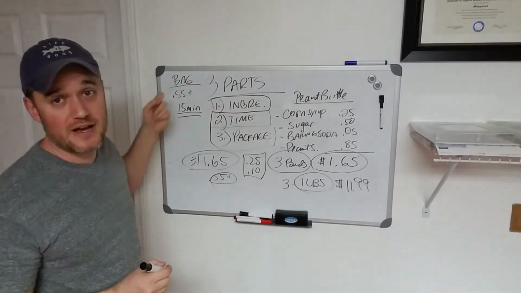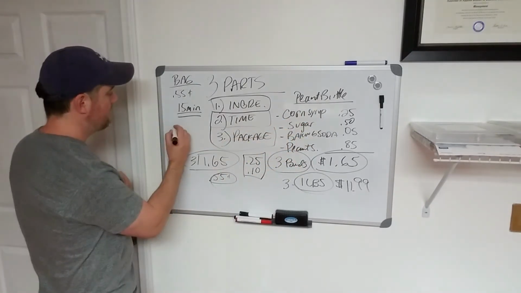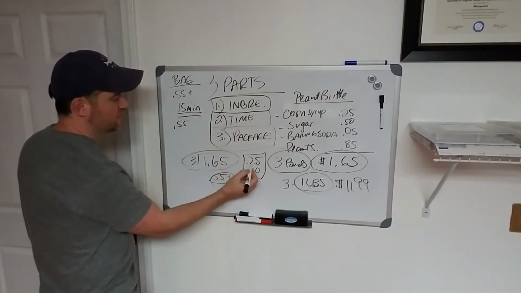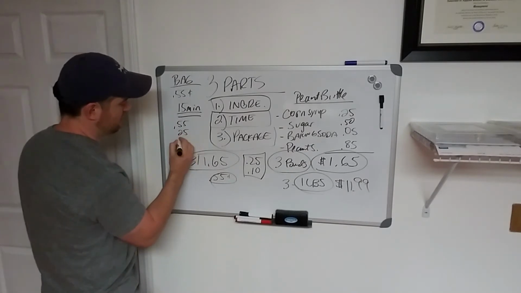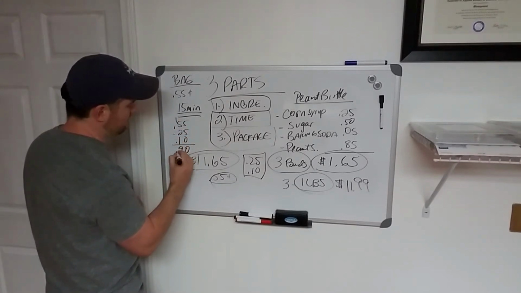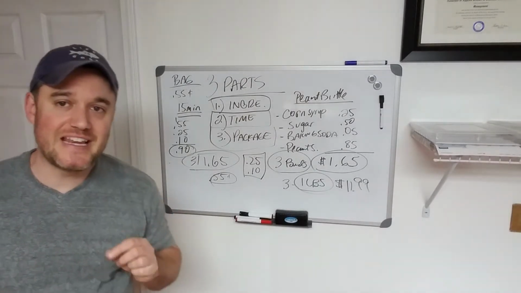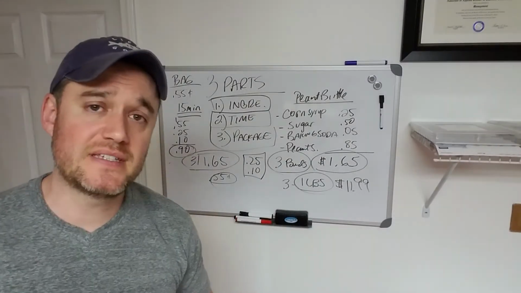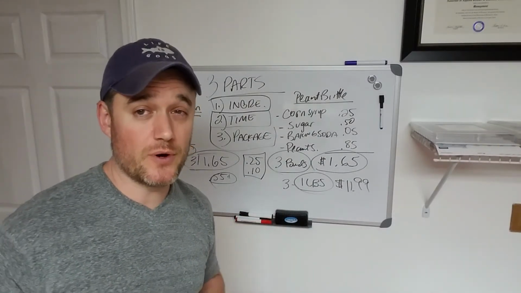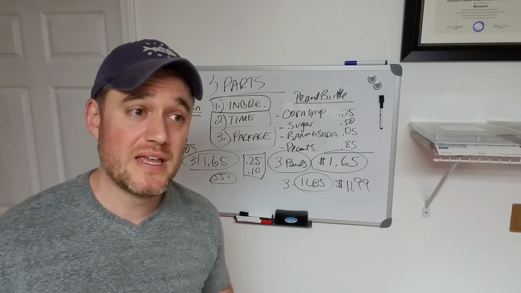So I'm going to take my 55 cents in ingredients, 25 cents, and 10 cents. So that's 90 cents. It costs me 90 cents to produce 1 pound of this candy that I charge $11.99 for. And you're probably thinking, holy moly, you charge $11.99 for a pound of candy?